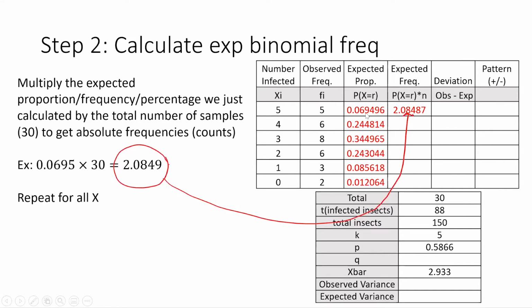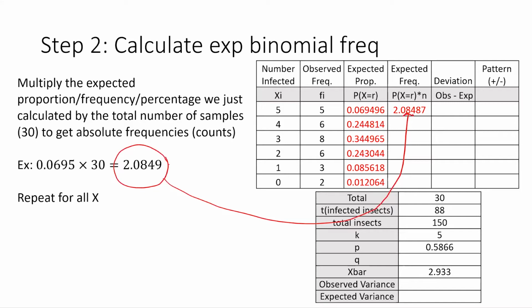So we expect to have 6.9% successes in this example, or 6.9% where 5 out of 5 insects are infected. That's what this is. So this is our number of successes. So 5 out of 5 insects are infected. We expect that to happen 6.9% of the time.